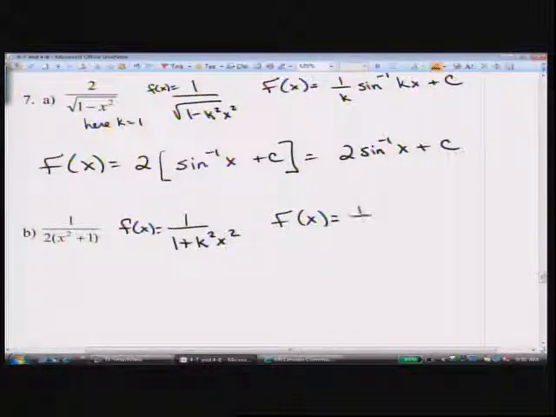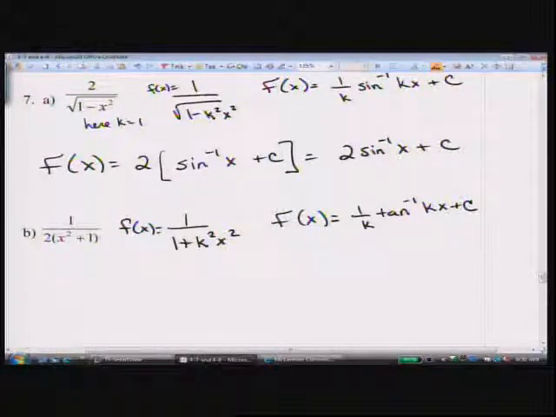So this is 1 over k inverse tangent kx plus c. How are we doing with this formula stuff? Because this is the work of engineers, right? This is what engineers are doing. It's like they can't remember anything, but they have a table, they have a book, they can interpret formulas. So that's what I'm trying to practice with you guys.